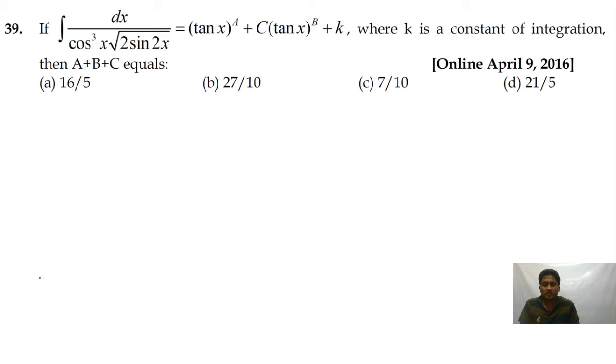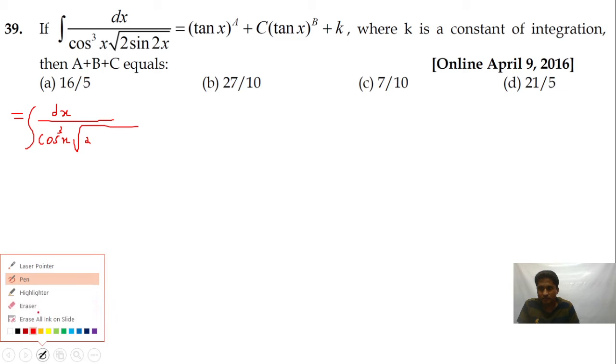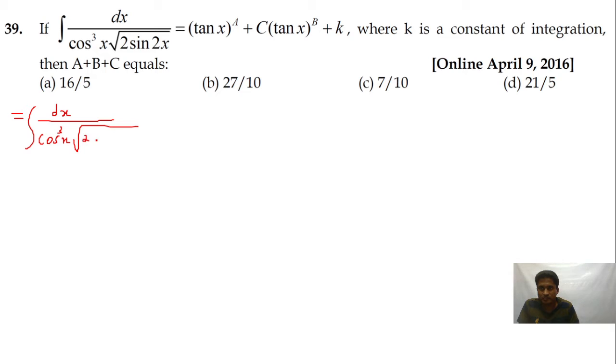Hello guys, let's discuss this question. So this can be written as integration of dx divided by cos cube x, so this is cos cube x, root of 2 tan x, and sin 2x can be written in terms of tan. This 2 I'll keep as it is, no changes. Sin 2x can be written as 2 tan x upon 1 plus tan square x.